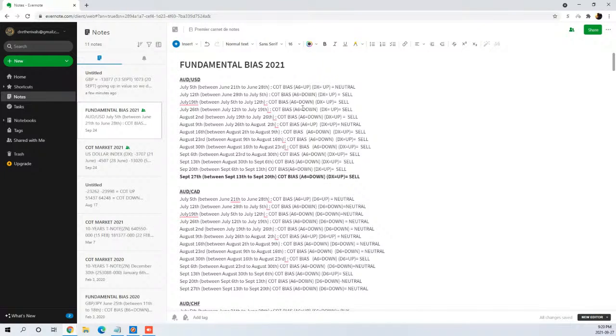The only thing that changed was the Australian dollar, because the bias was going up or down depending exactly on the week. So first, AUD USD we have as a sell.